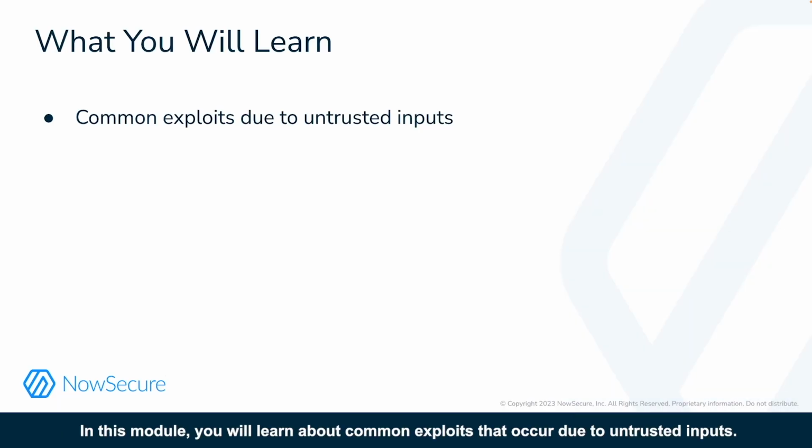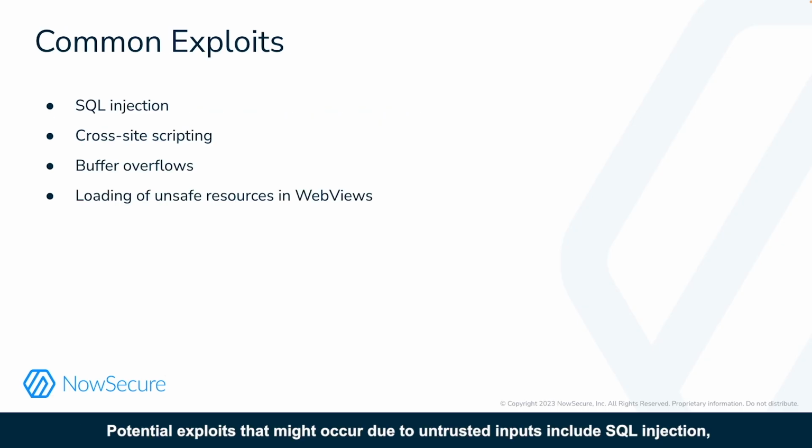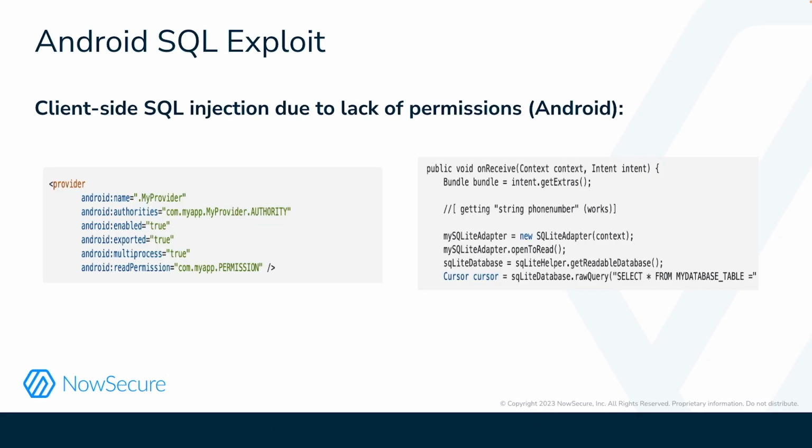In this module, you will learn about common exploits that occur due to untrusted inputs. Potential exploits that might occur due to untrusted inputs include SQL injection, cross-site scripting, buffer overflows, and unsafe resources in web views. Let's review more about these exploits.